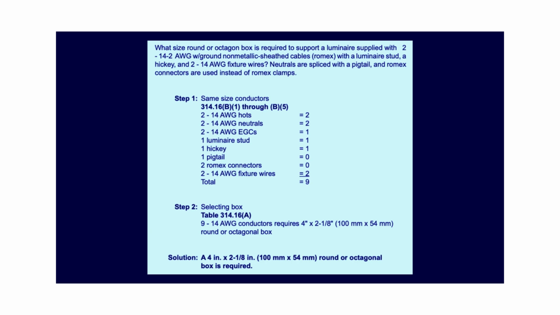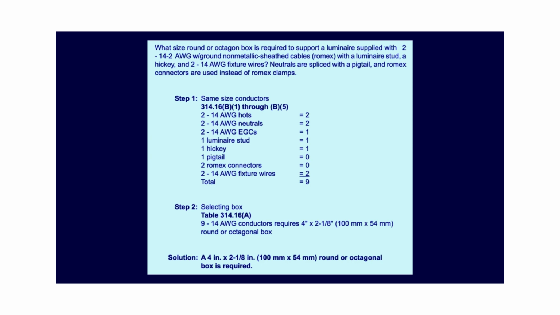Step 1. Same size conductors. 314.16(B)(1) through (B)(5). 2 number 14 AWG ungrounded, phase, conductors equals 2. 2 number 14 AWG grounded, neutral, conductors equals 2. 2 number 14 AWG equipment grounding conductors equals 1. 1 luminaire stud equals 1. 1 hickey equals 1. 1 pigtail equals 0. Romex connectors equals 0. 2 number 14 AWG fixture wires equals 2. Based on the count, the total equals 9.